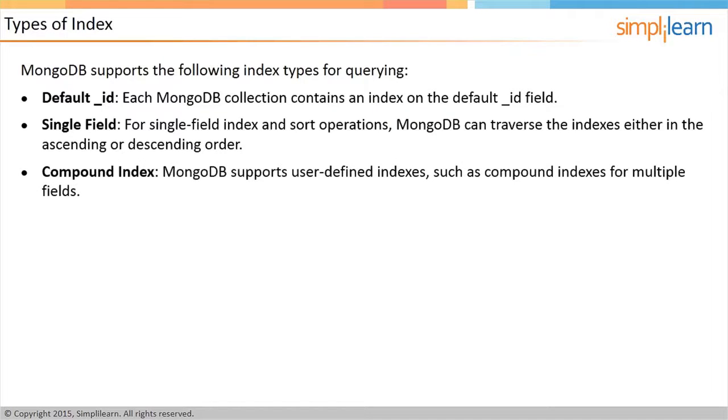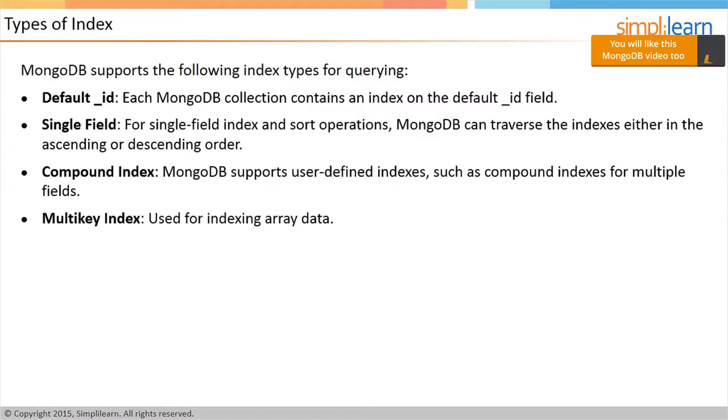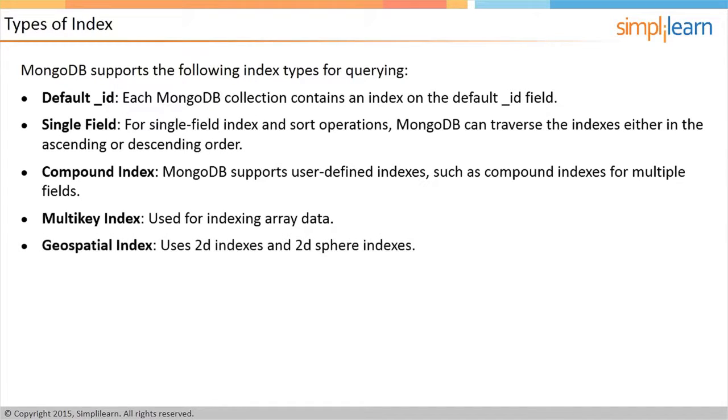Compound index. For multiple fields, MongoDB supports user-defined indexes, such as compound indexes. The sequential order of fields in a compound index is significant in MongoDB. Multi-key index. To index array data, MongoDB uses multi-key indexes. When indexing a field with an array value, MongoDB makes separate index entries for each array element. Geospatial index. To query geospatial data, MongoDB uses two types of indexes, 2D indexes and 2D sphere indexes.